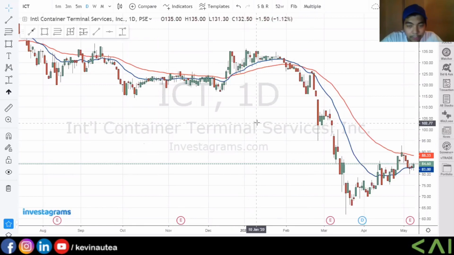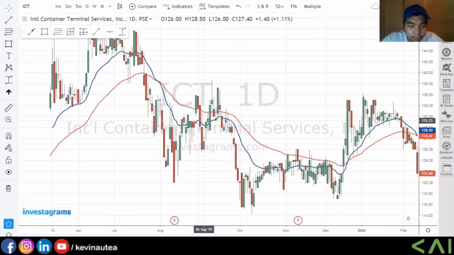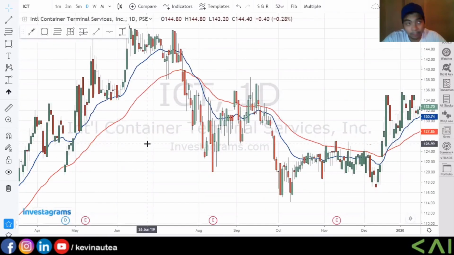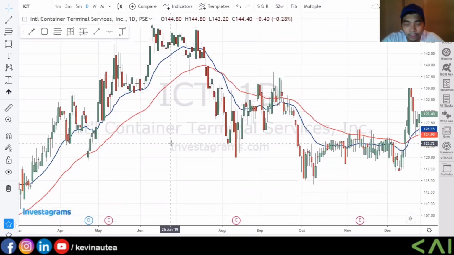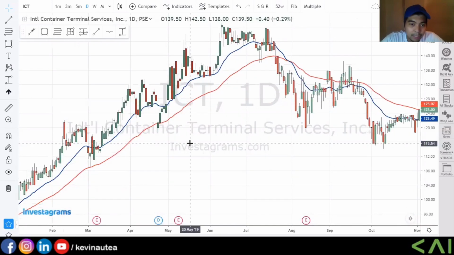Right. So for this one, let's backtrack. You can see here the 20 crosses below the 50 EMA. You see what happened: it eventually went down, sideways movement. Please note that there's no perfect indicator. This is just a checklist. The best thing you can do is risk management.